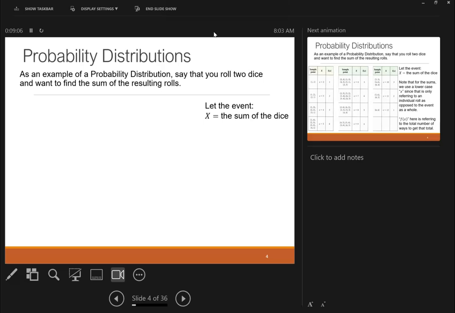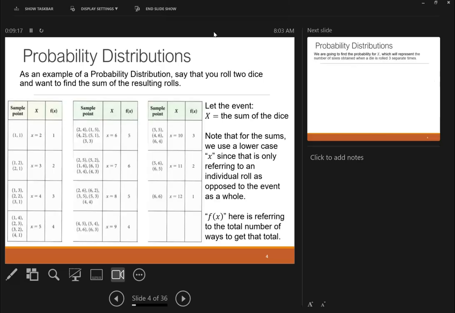Not 1 through 12. How do you get 1 with 2 dice? It has to be 2 through 12. 2 through 12, right? Everybody's okay? No dice have 0. Not the dice we're rolling.